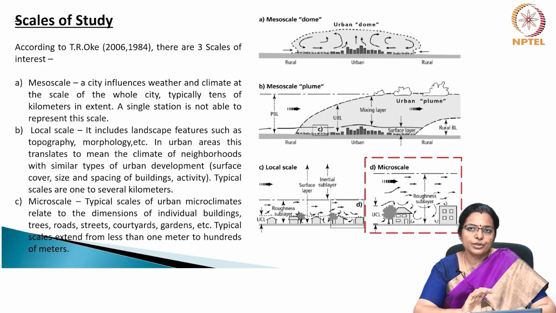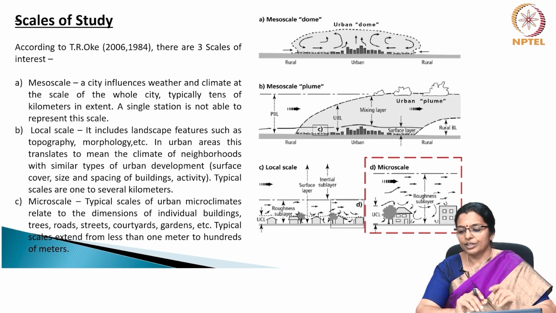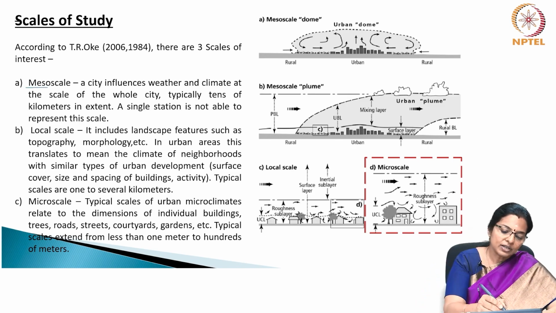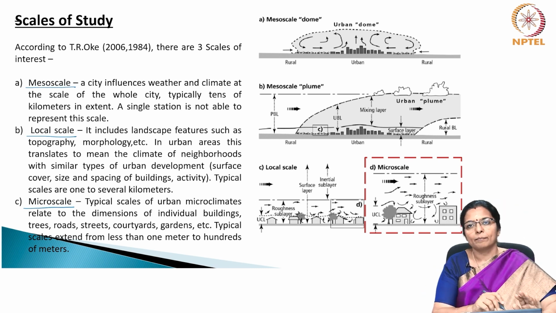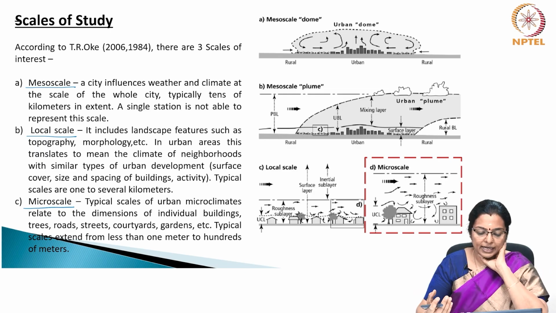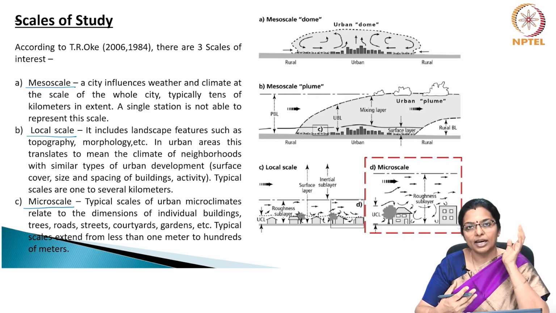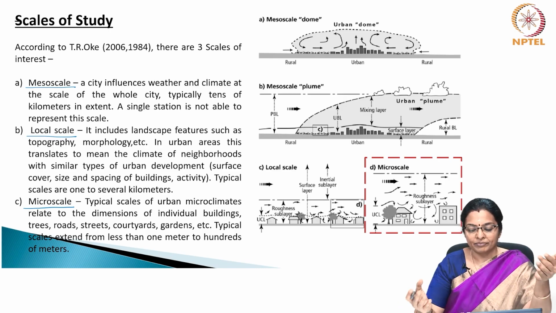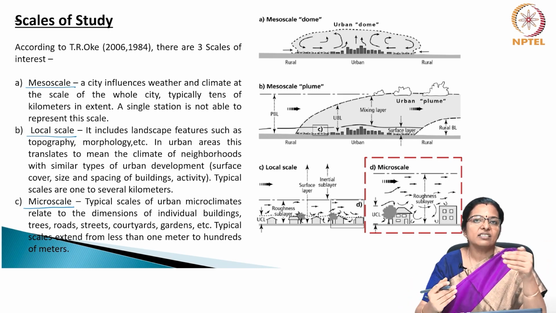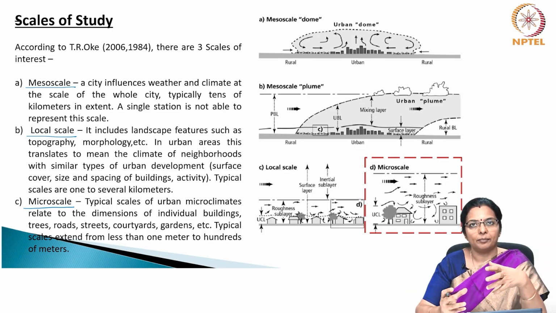According to T.R. Oke, there are three scales of interest that we should concentrate on. First is the meso scale, second is the local scale, and third is the micro scale. At meso scale, a city influences weather and climate at the scale of the entire city, typically tens of kilometers of extent, and a single station is not able to represent this scale.